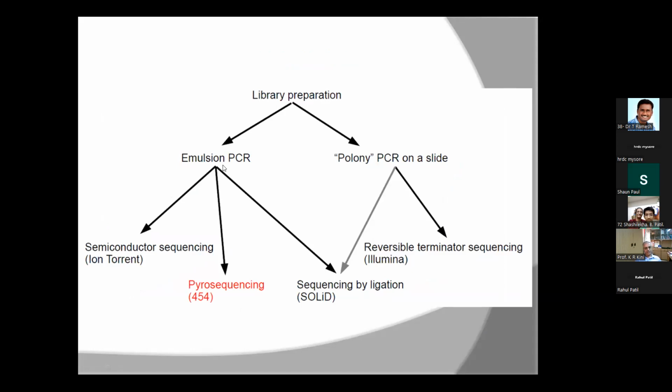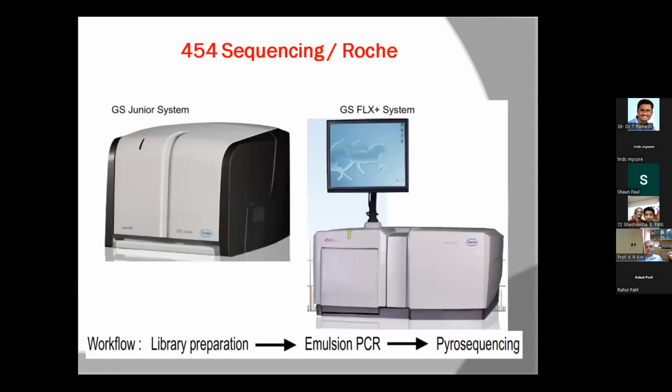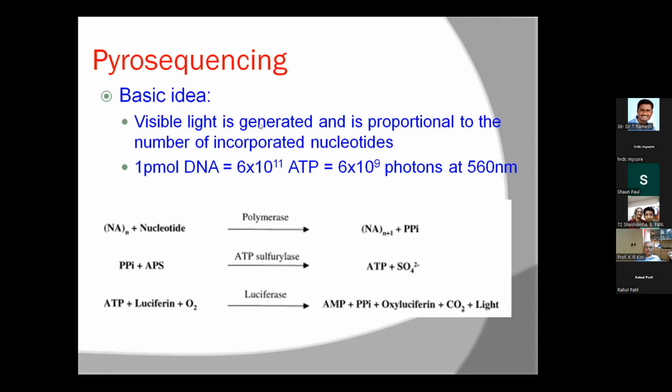Now, the sequencing technologies, I said there are four very important ones which came up, but currently we have only Ion Torrent and Illumina. I'll just briefly tell the principle of pyrosequencing, because this was one of the earliest developed next-generation sequencing technologies, developed by Roche. After emulsion PCR, they do pyrosequencing. Now, pyrosequencing has a very simple, basic idea. Visible light is generated during the DNA incorporation by the polymerase, and this is proportional to the number of nucleotides incorporated in the chain.